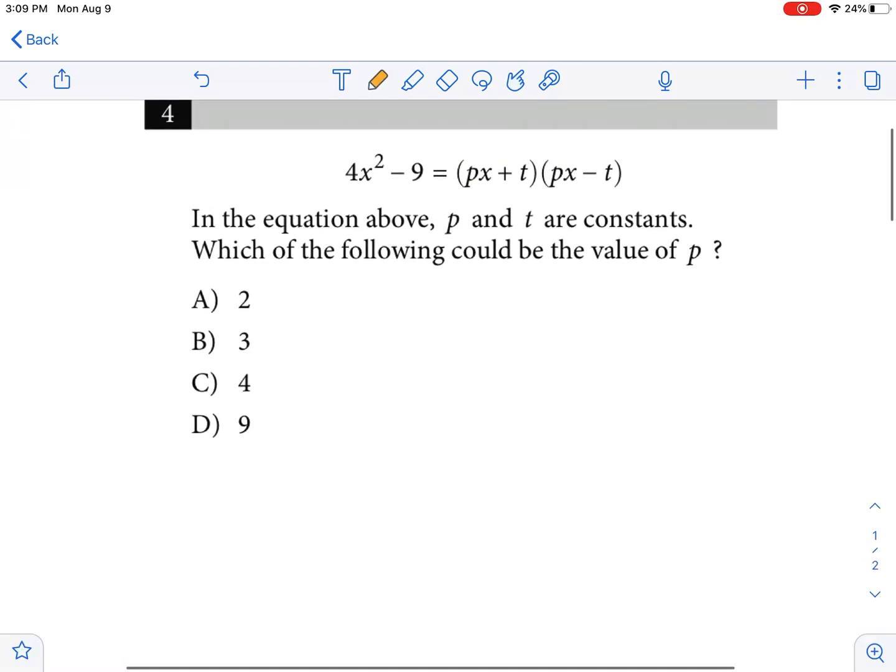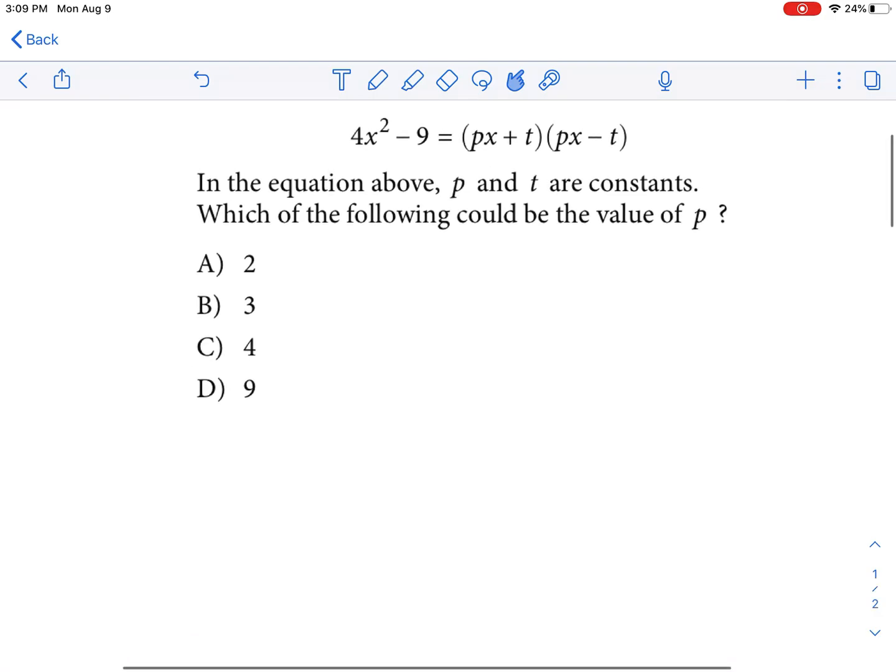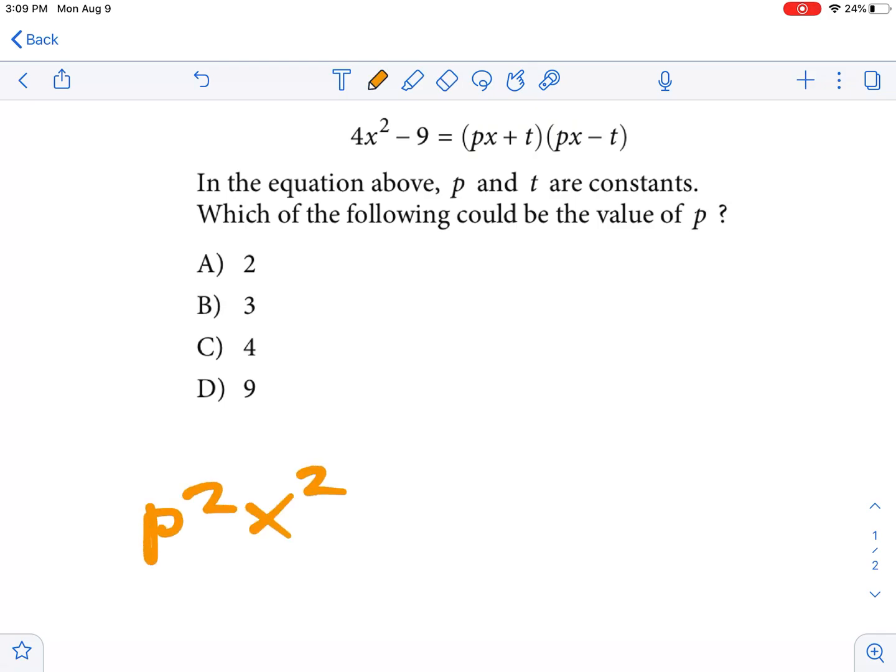So what we're going to need to do is FOIL this out, which means that we need to multiply the first piece of the first part times the first piece of the second part, then the first piece of the first part by the second piece of the second part, and so on and so on. So first we multiply px times px, which is over here. So px times px is just going to equal p squared times x squared. Next we're going to do px times negative t, which is just going to be minus pxt.